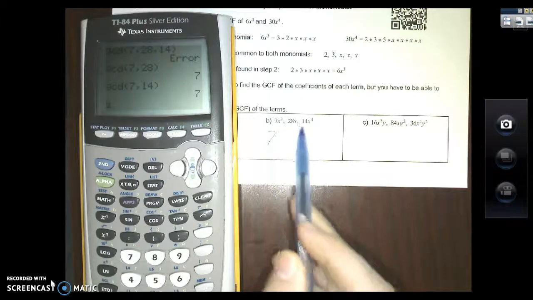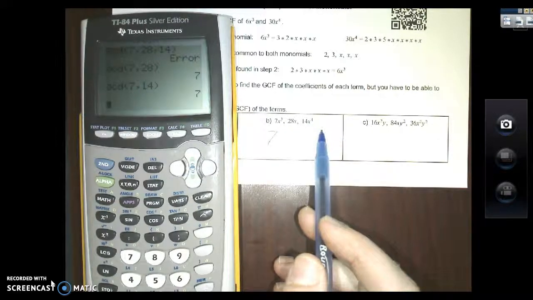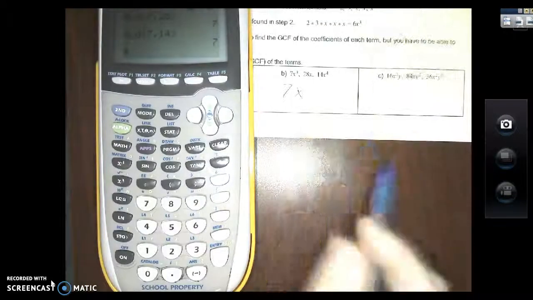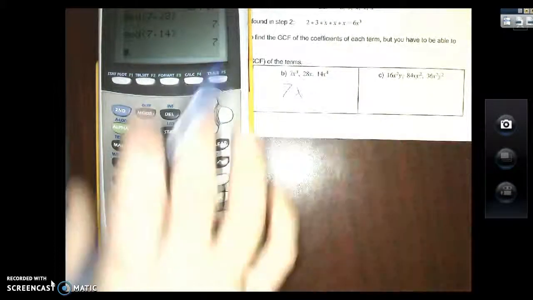And x cubed, x, x to the 4th. Which one's the lowest one? Just x. Done. Okay, that's all there is to it. Having really trouble with lighting today. Sorry about that. Okay, on the back.